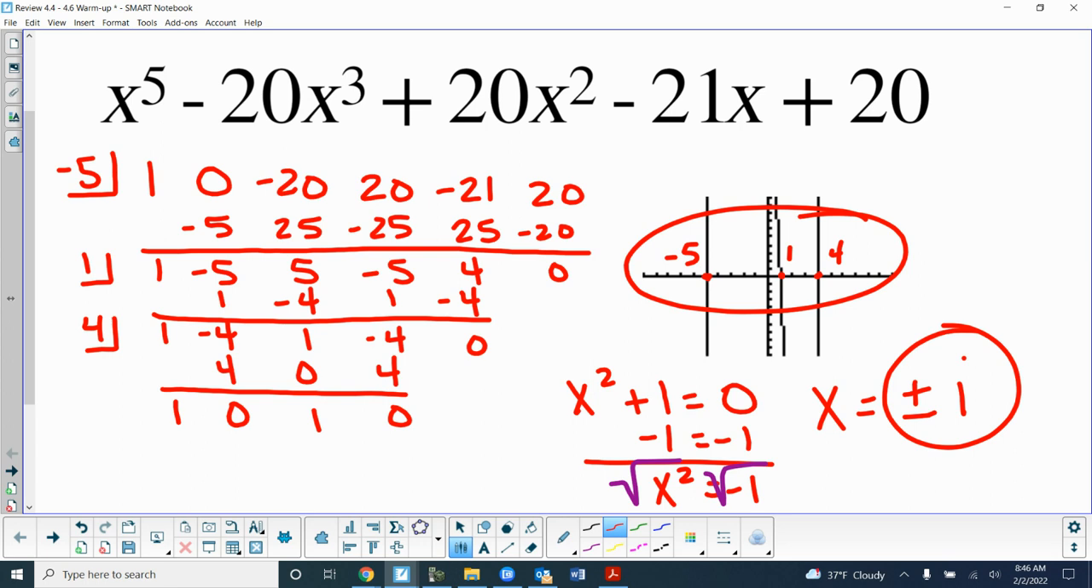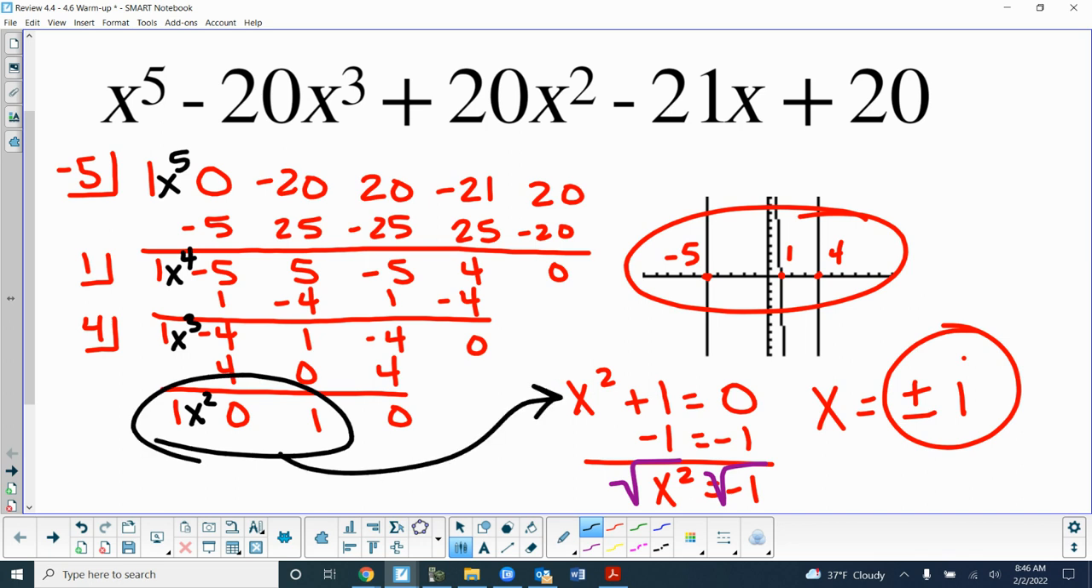Okay, we're good? Sydney, you got a question? Caitlin, you guys okay? Where is it? Okay, so when we started this problem, this was an x to the fifth, right? Yeah. And after I do synthetic division, it becomes to the fourth, then the third, and then this one's the x squared. So this here is that problem. Okay? Any other questions? Okay.